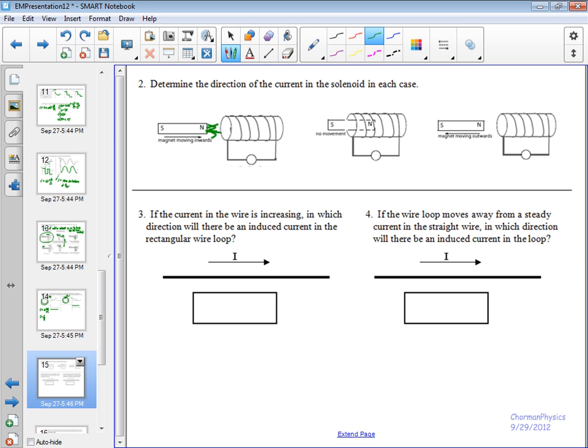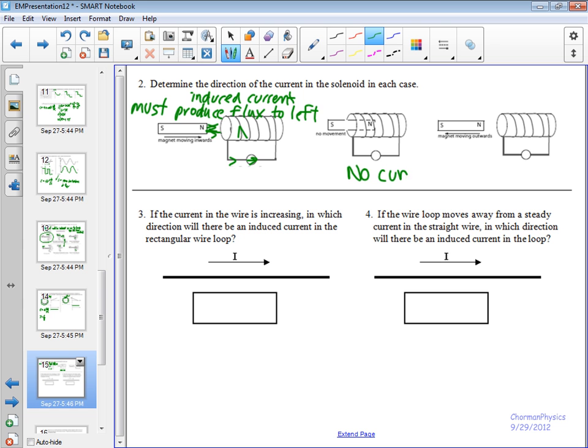All right, so we need to have the flux from the induced current. The induced current here must produce a flux to the left. So in order for that to happen, we see that the current needs to go this way and come around this way. So we see the current is going that way.